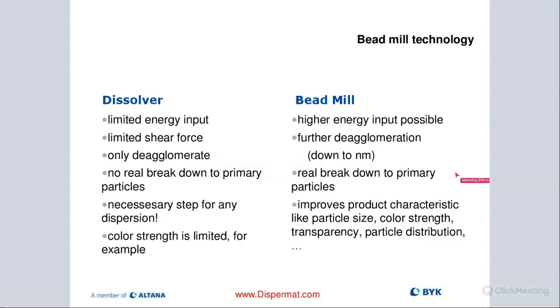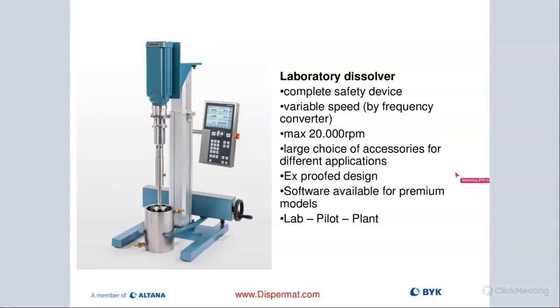It also helps you save money, because then you create more surface area, which in return will help you cut back on the amount of pigment that you're putting in your formula. And it will give you better color strength, better transparency, and overall better particle size distribution when you properly mill your material.